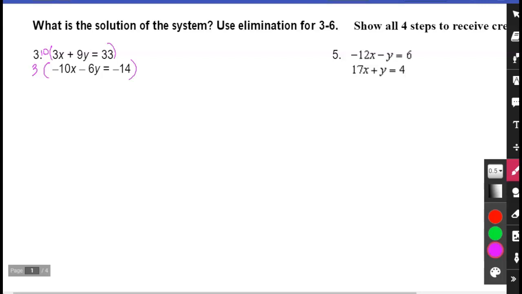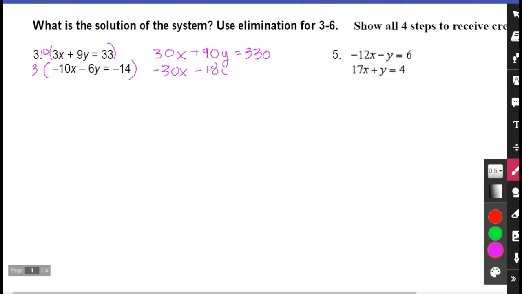The other way you could do it, if you wanted to eliminate your y's, you would multiply the top row by 6 and the bottom row by 9, and you would get 54y on top and negative 54y on bottom. I'm going to stick with this 10 and 3 because it's easy to multiply by 10 and 3 is a small number. So when I multiply by 10, everything just adds a 0. So now I have 30x plus 90y equals 330.